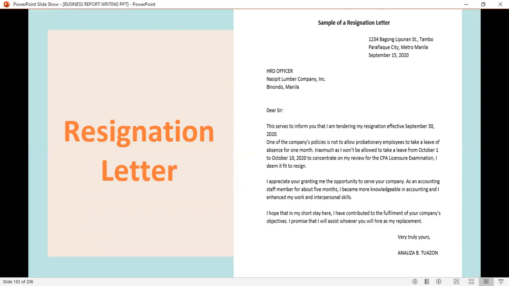Inasmuch as I won't be allowed to take a leave for October 1 to 10, 2020 to concentrate on my review for the CPA licensure examination, I deem it fit to resign. So in this paragraph, she stated that she will not be able to concentrate on her review.